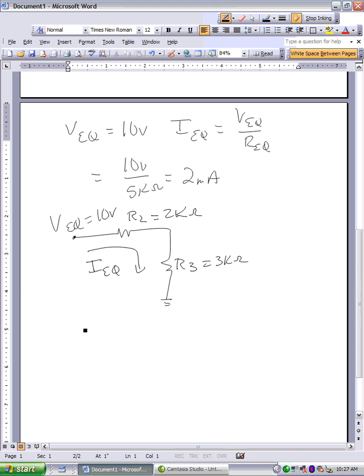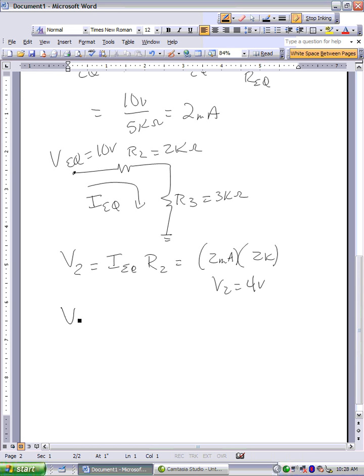To calculate the voltage drop across resistor 2, now remember, because resistor 2 and resistor 3 are in series, they're each going to have their own voltage drop. It's not going to be the 10 volts. The 10 volts is dividing between the 2 resistors. So V2 is equal to I equivalent times R2, which is 2 milliamps times 2K, or 4 volts, and V3 is I equivalent times R3, which is 2 milliamps times 3K, or in this case 6 volts.